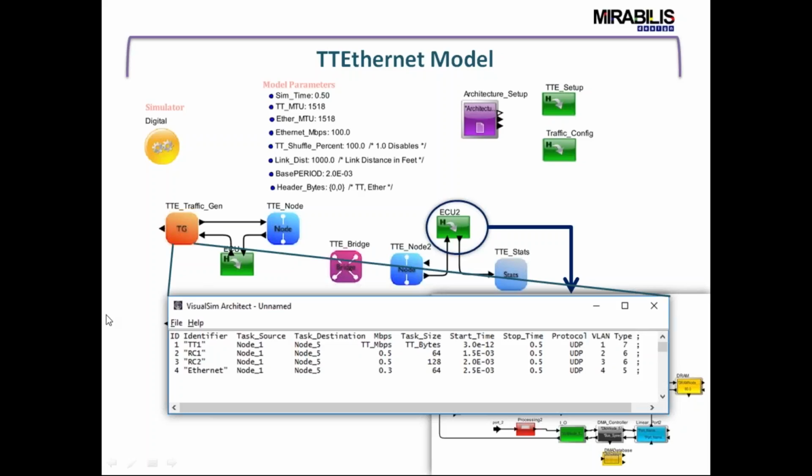In this case, what we have here is this identified TT1 actually tells me that I need to generate time-triggered traffic, and the source is node 1, which is actually this guy, and the destination is my node 5, which is actually the TTE node 2 block, which is actually connected to my ECU2, and I'll be sending at so much Mbps and what is going to be the data size.